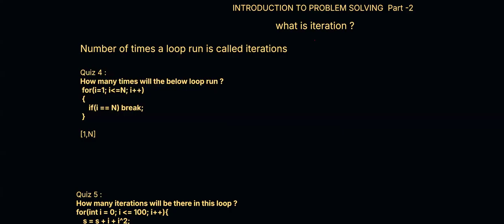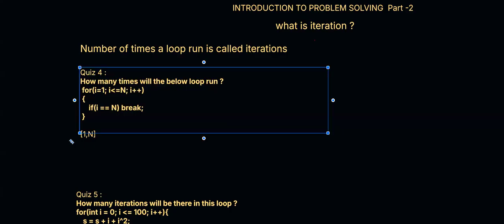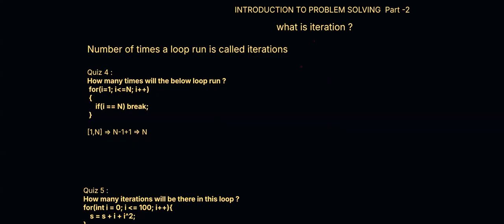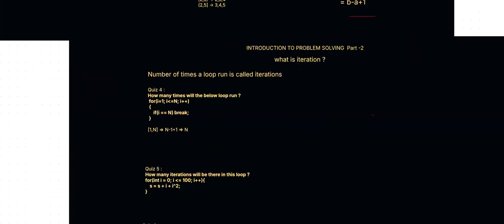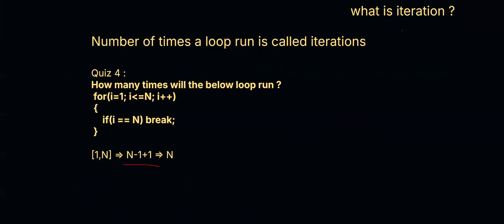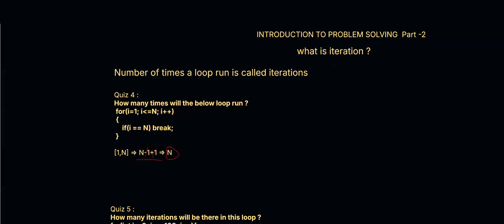So we can say the answer will be N minus 1 plus 1, which means it is N. Earlier you saw B minus A plus 1, so we will use the same thing. N minus 1 plus 1: we can cancel plus 1 and minus 1 and we get N. Correct? So this is the correct answer. The correct answer is N.